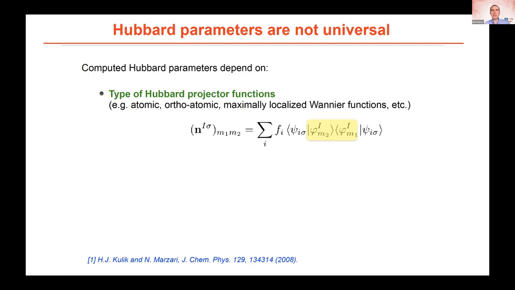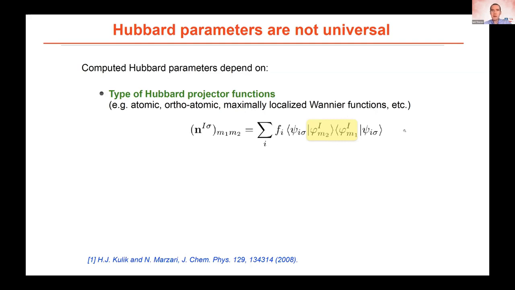I will talk a little bit more about this later in my talk. Another option is to use maximally localized Wannier functions. We heard about them yesterday a lot. So why not use these functions? And then there are other options. So it's really, in different codes, you have different options. If you use Quantum ESPRESSO, you have atomic, orthoatomic, and we are working on maximally localized Wannier functions.